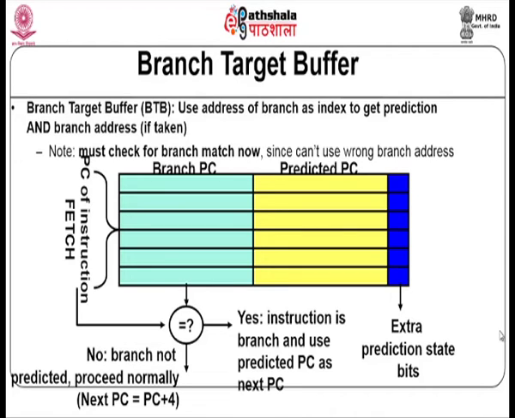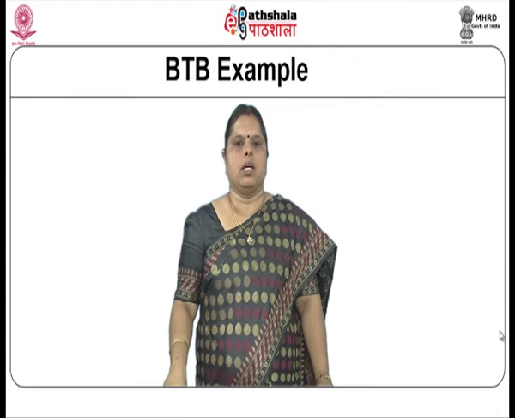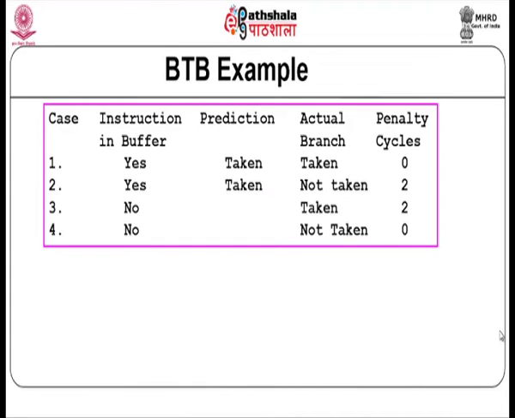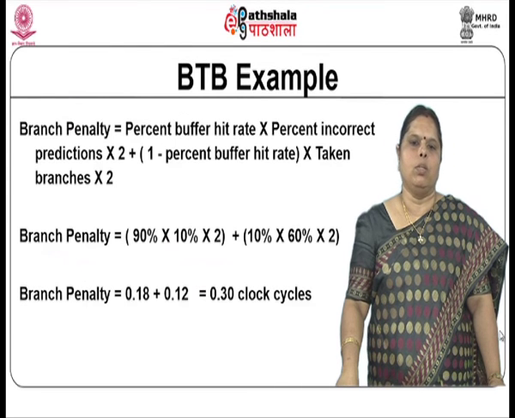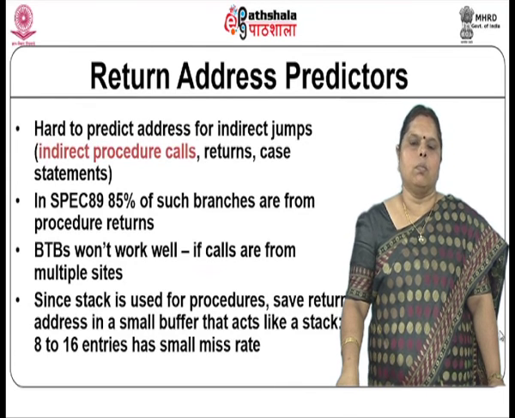So, the prediction happens after you know that it is a branch and you try to make a prediction of the branch, whereas a BTB is used even before you know that it is a branch. So, that is the idea of a branch target buffer. So, here is an example which shows how you get improvements using a BTB and what is the penalty that you will have to pay with a BTB. Just go through this example.